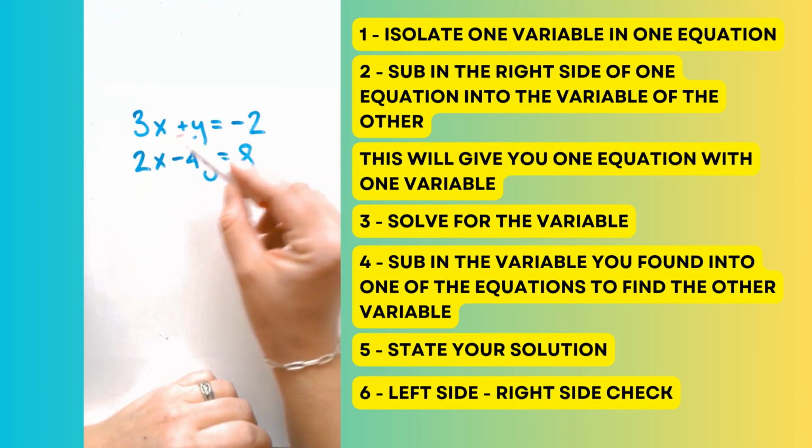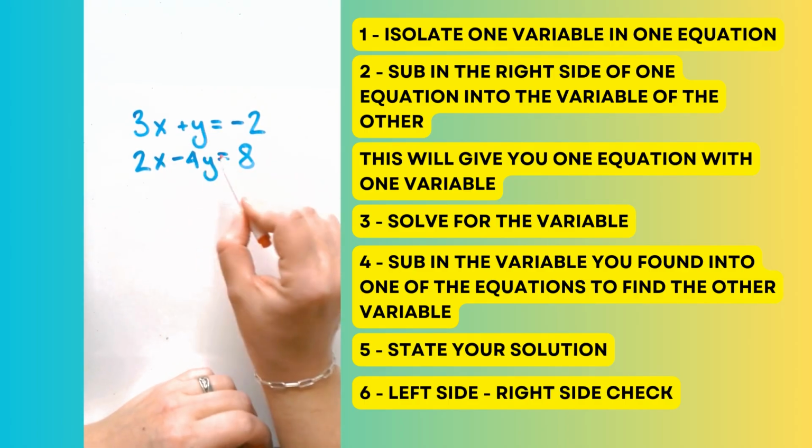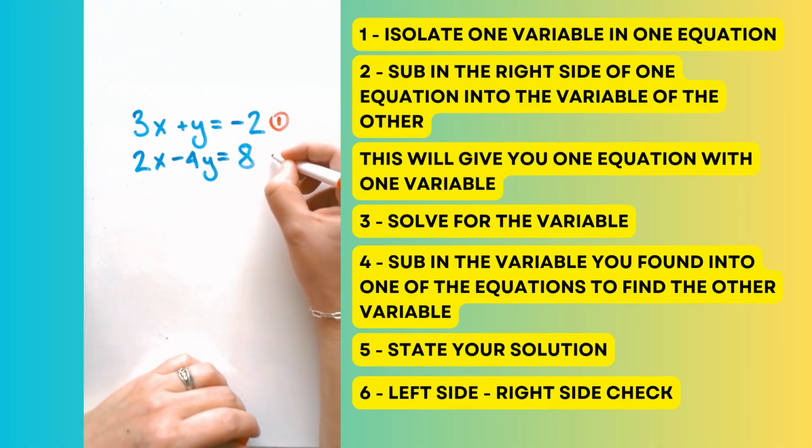Look at the second linear system. This one's going to be a little bit different because it's not written in y equals mx plus b form. It's written in standard form, which means I actually have to isolate a variable. So let's start the same way. We're going to label our equations 1 and 2.